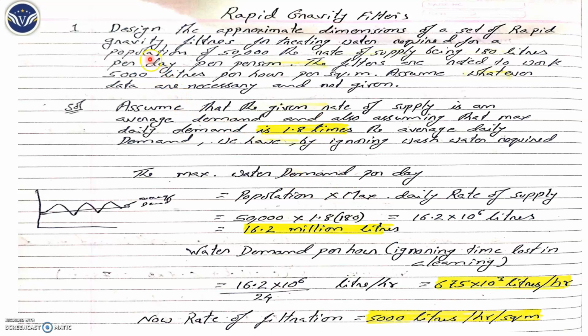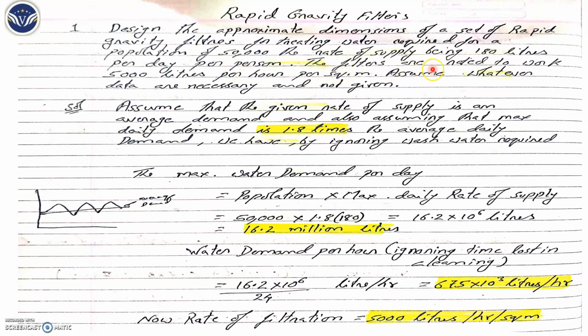What it states: you have to design the approximate dimensions of a set of rapid gravity filters for treated water required for a population of 50,000. You are designing for a population of 50,000, the rate of supply being 180 liters per day per person. That is nothing but the per capita demand.